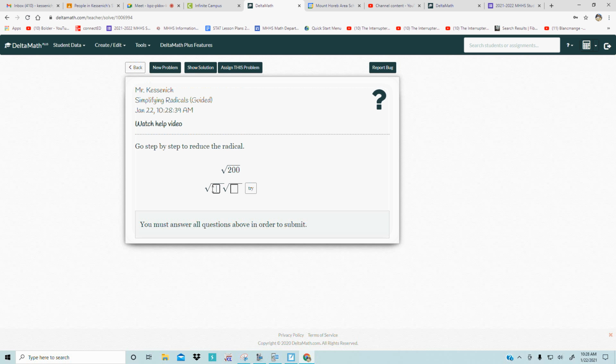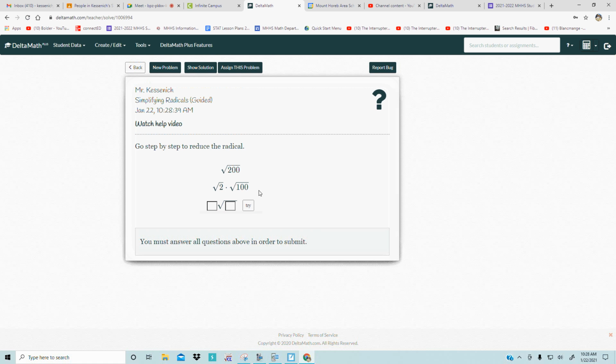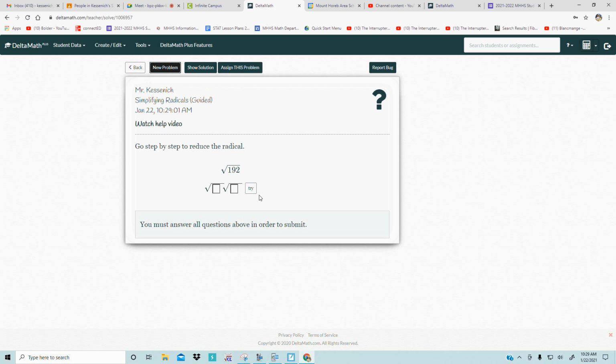200. How about 2 and 100? It's 200, isn't it? And isn't 100 a square? So the square root of 100 would be 10, and the square root of 2 is still there. Okay, we'll try another one.